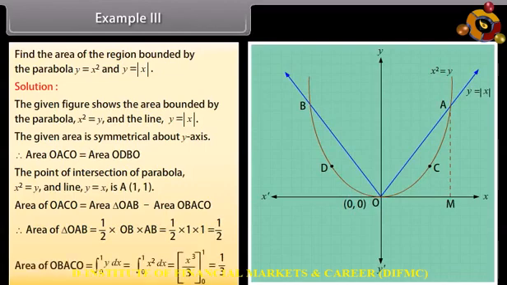Area of OBACO is equal to integral from 0 to 1 of y with respect to x, which is equal to integral from 0 to 1 of x square with respect to x. By solving, we get area of OBACO is equal to 1 upon 3.